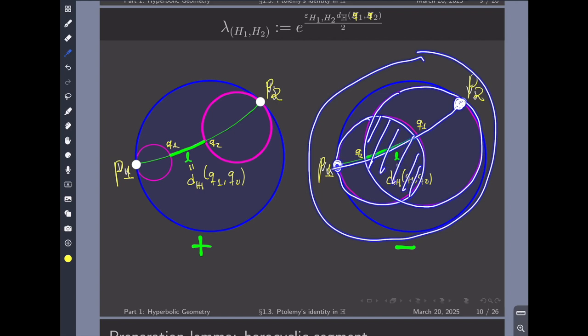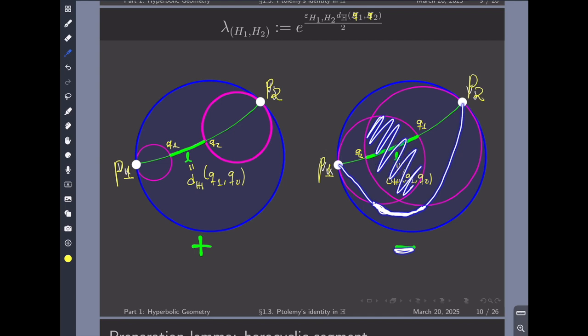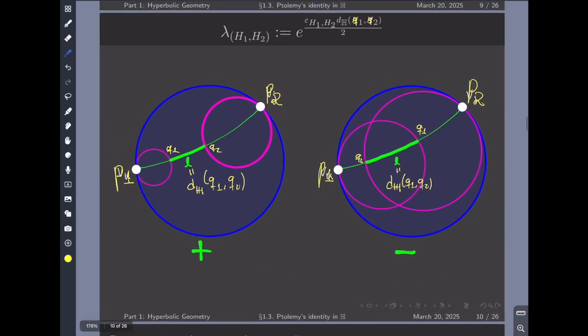How do I know that my picture is not deceiving me and something like this happens? You see, then I'm taking with a minus sign the distance of a segment which is not contained at all in the intersection of the two Euclidean disks. So how do I know that doesn't happen? That's a good exercise, that if you want, we can discuss.